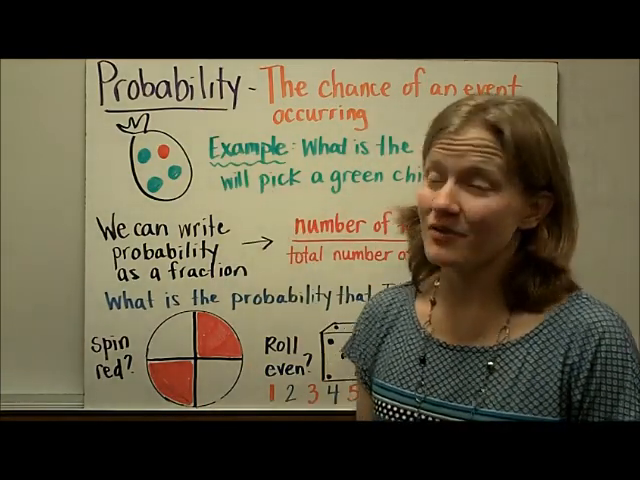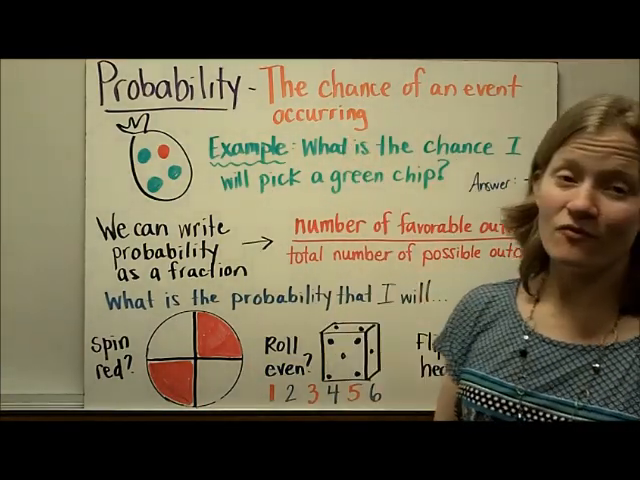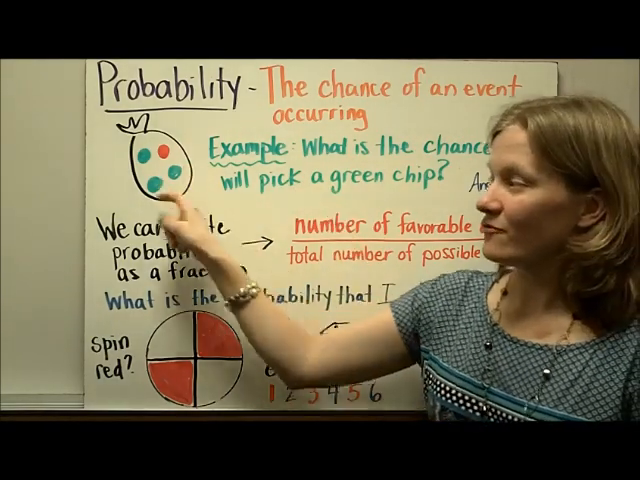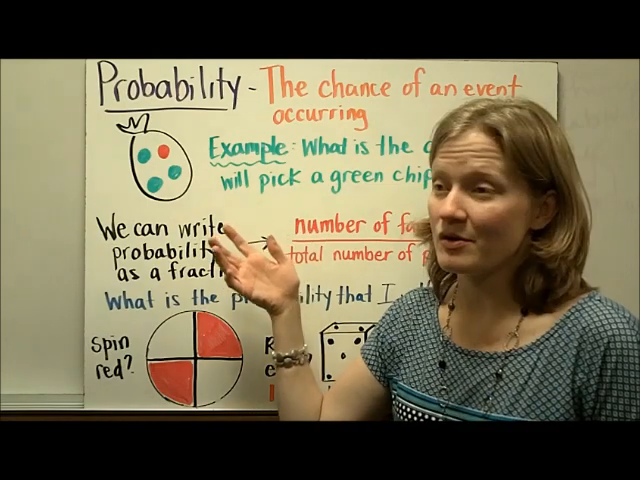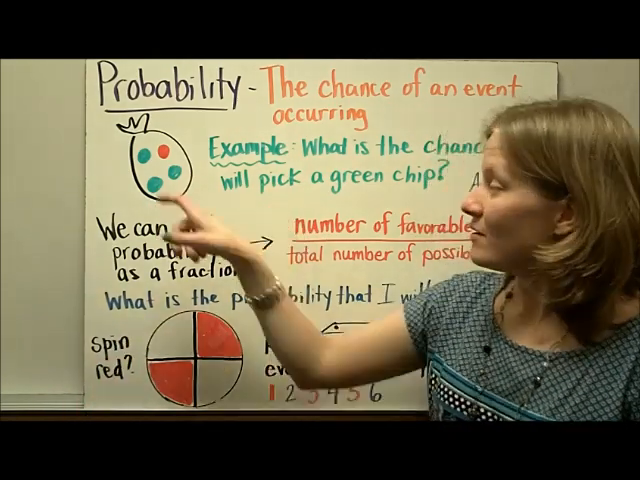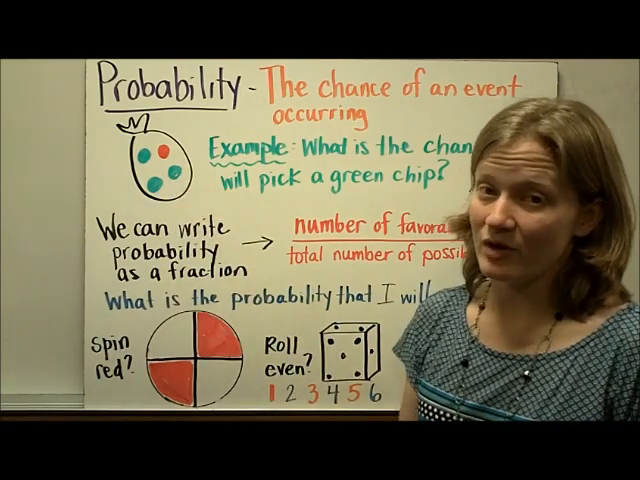Probability is the chance of an event occurring. For example, what is the chance I will pick a green chip from this bag? And I'm assuming that I'm not going to look in when I pull out a chip. We see that there's 3 green chips and 1 red chip.